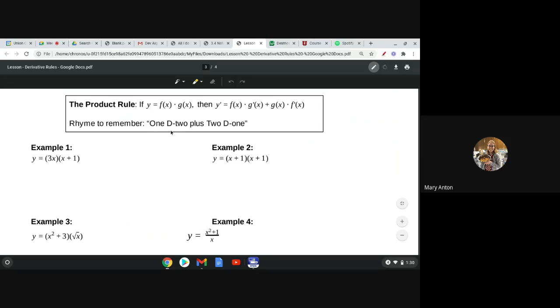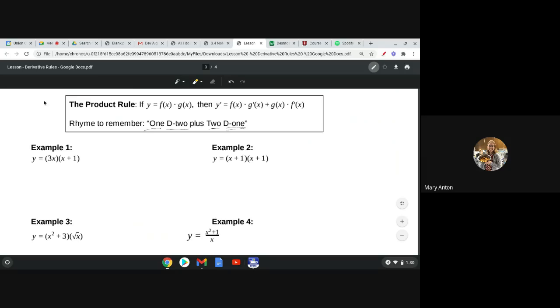And there's a rhyme. 1d2 plus 2d1. That's not a rhyme. It's just kind of a little mnemonic. So 1 as in your first function, d2 as in the derivative of the second one, plus 2, your second function, d1, the derivative of your first function. All right, does that make any sense?